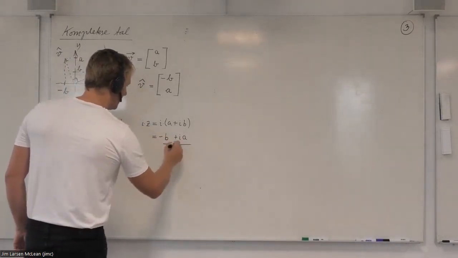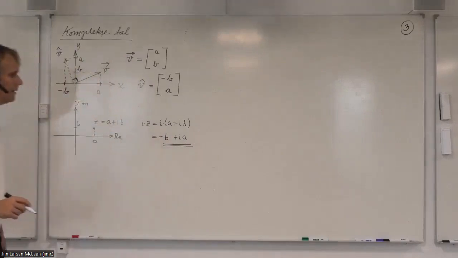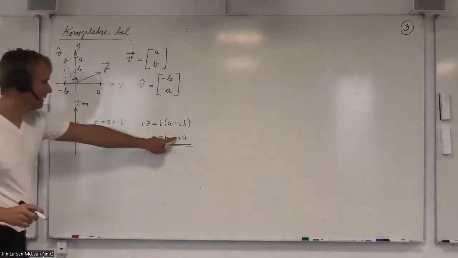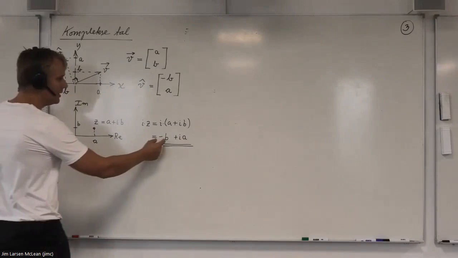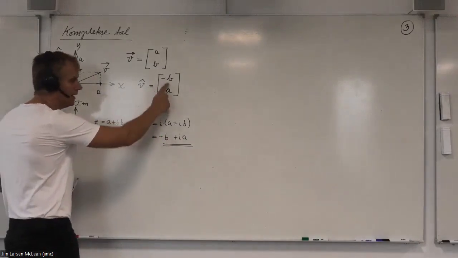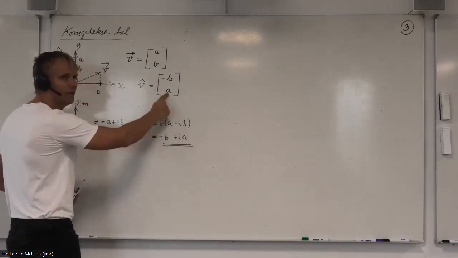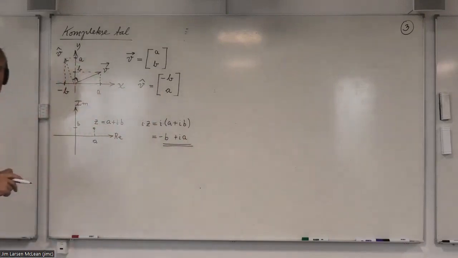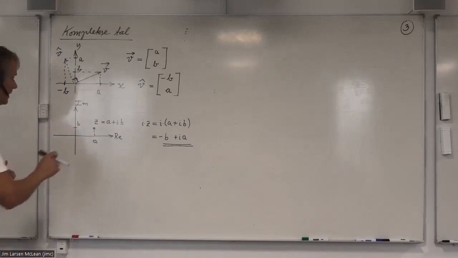And now you can see that the complex number I get here is called minus b plus ai. It corresponds exactly to a vector with the first coordinate minus b, as shown there, and the second coordinate a, as shown there. So you can see, multiplying by the imaginary unit corresponds to taking a vector and turning it into its own perpendicular vector, which is equivalent to a 90-degree rotation.